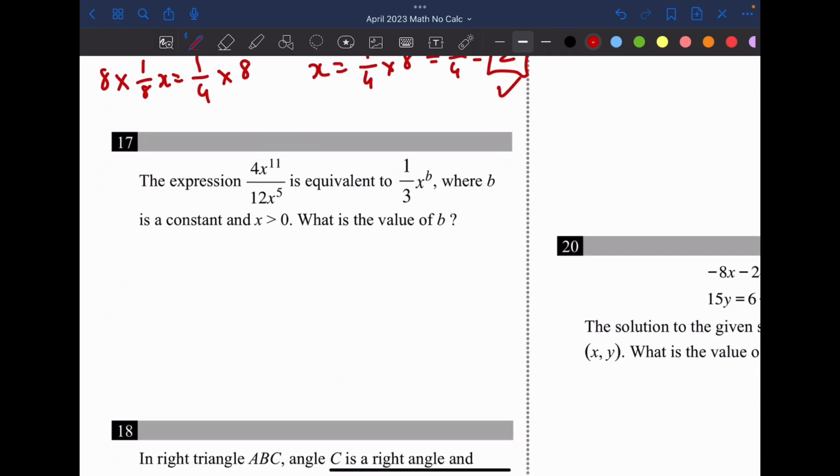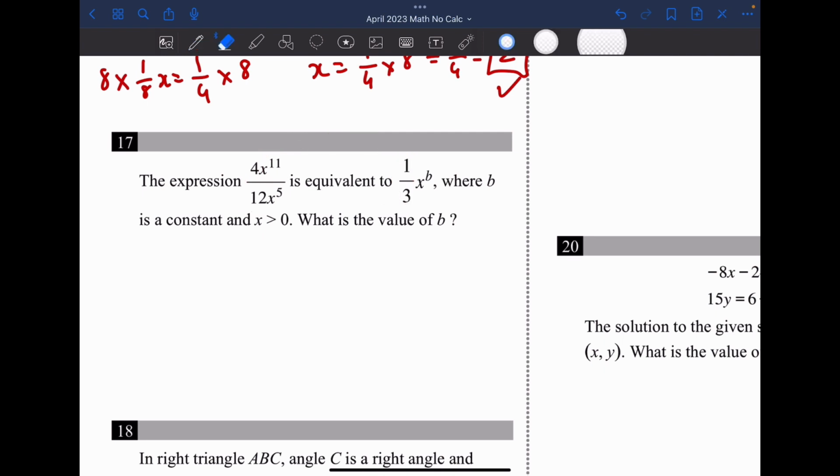Question number 17, the expression here is equivalent to 1 over 3 x to the power of b, where b is a constant and x is greater than 0. So basically, find the value of b if these are equivalent. First, how did they get 1 over 3? Pretty simple. They got that by doing 4 divided by 12. Because if you simplify that, you would get 1 over 3. So that's the fraction part.